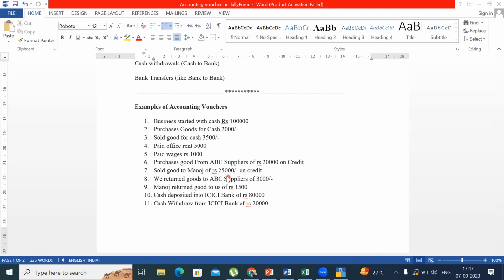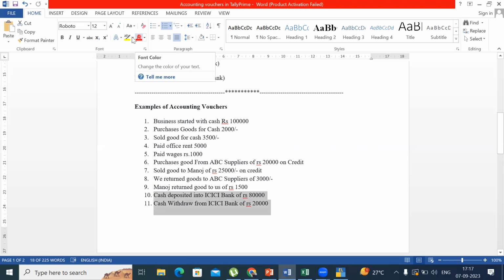So how will this transaction be reflected in Tally? We'll check it in the voucher transactions. And the last, 10th and 11th transactions are bank transactions. Especially these two: a deposit of 80,000 and a withdrawal of 20,000 from ICICI Bank. These two transactions are bank-relevant transactions only. So these are called special transactions, for contra.